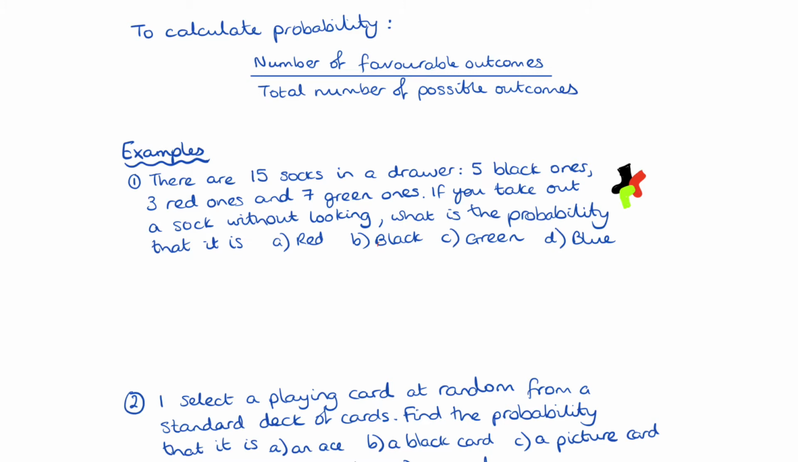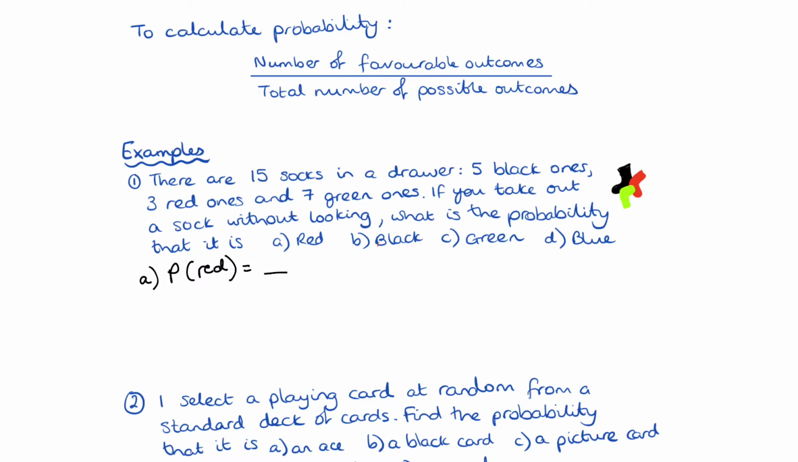Okay, so first of all, we've got 15 socks in a drawer, 5 black ones, 3 red ones, and 7 green ones. If you take out a sock without looking, what is the probability that it is A, red? Well, let's have a look at that. So, remember the way we write it down is capital P, and then we write down the event that's in the question. So the event would be the sock is red if you pull it out at random.